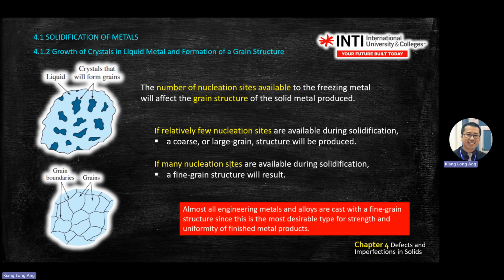So in engineering, we use castings with fine grain structures because it's the most desirable type for strength and uniformity. If you have fine grain, later we look at defects and so on. Fine grain means it's harder for dislocations to move around, right?